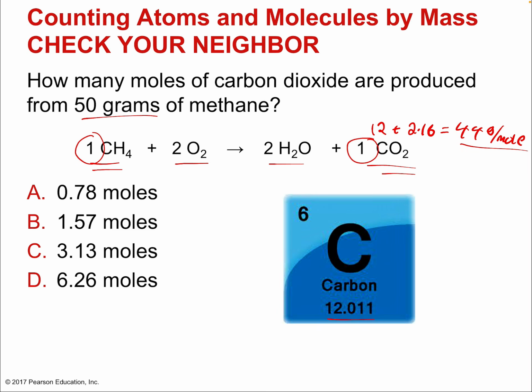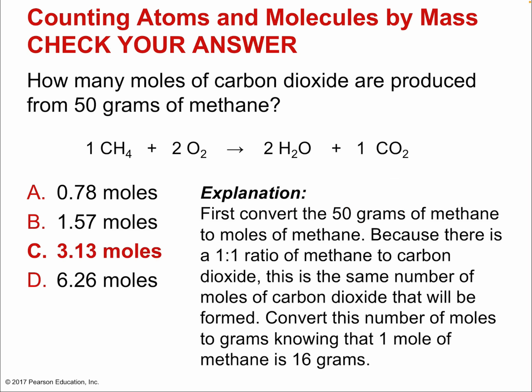We just say, okay, for every 50 grams of methane, we should get an equivalent amount of carbon dioxide. But we won't get 50 grams of carbon dioxide because carbon dioxide has a different molecular weight. It's got a different number of grams per mole. So how much will we get? Well, we start with the 50 grams of methane, and we know it's a 1-to-1 ratio.